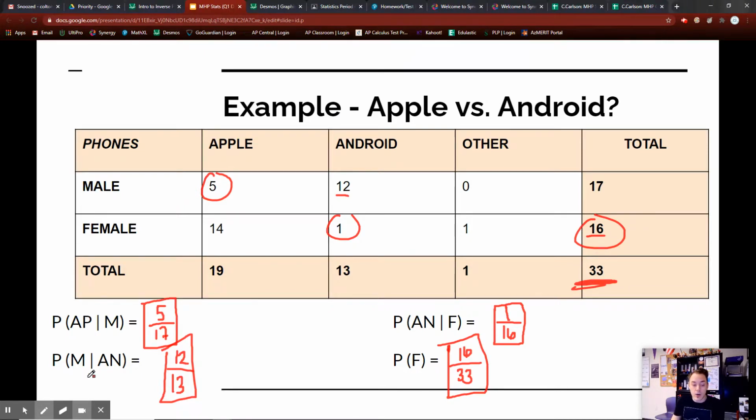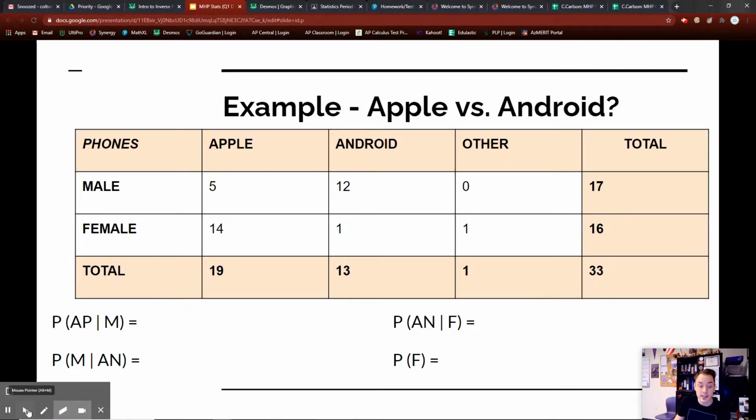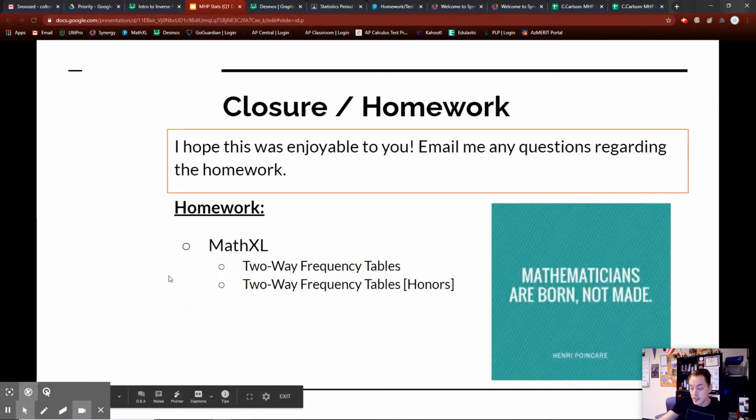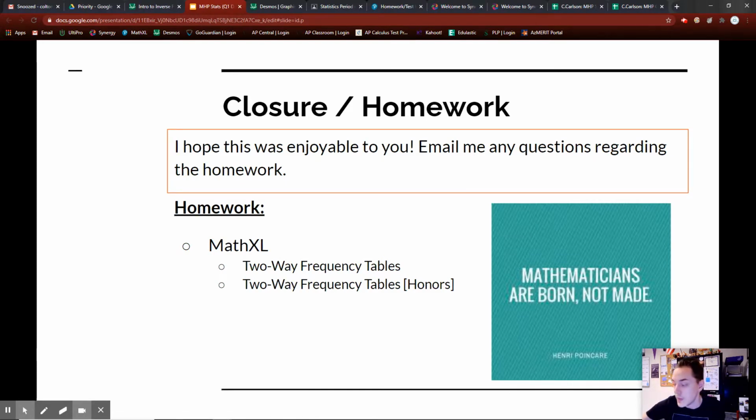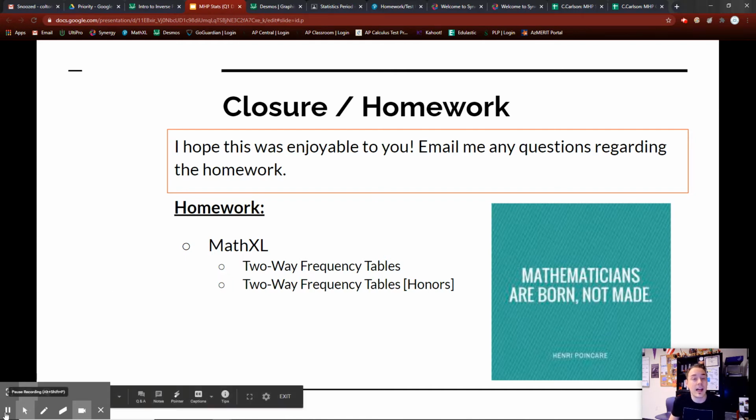Okay? So that's all I have for this lesson, guys. Really and honestly, that's really all I have because it should be a review or slightly a review. Okay, so please go through your homework on Math Excel. Just go through two-way frequency tables. If you have any questions, please be sure to email me and make sure you complete that homework quiz.